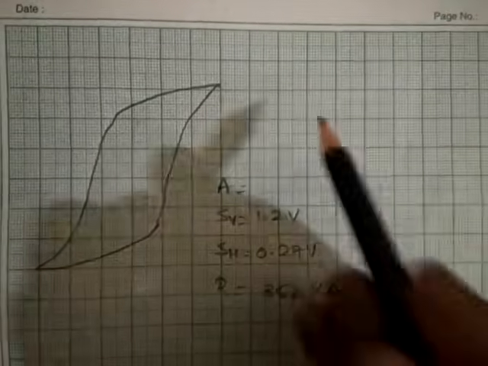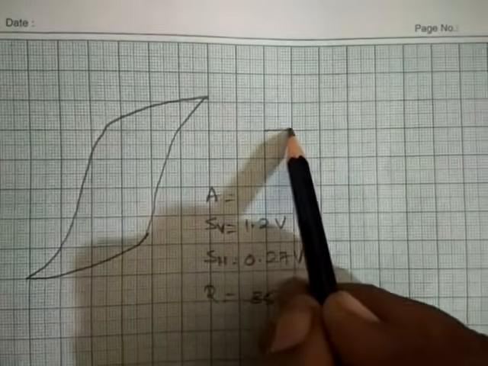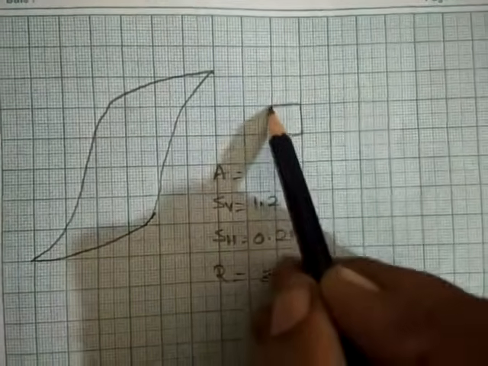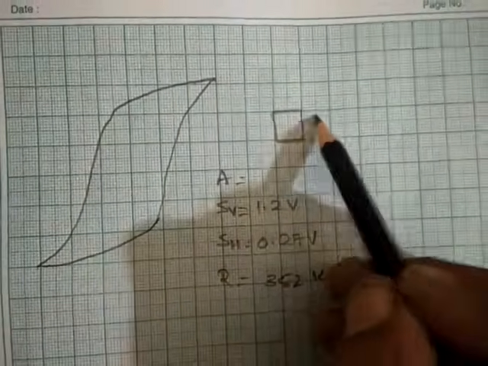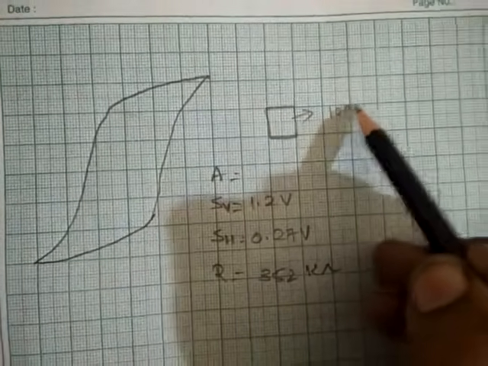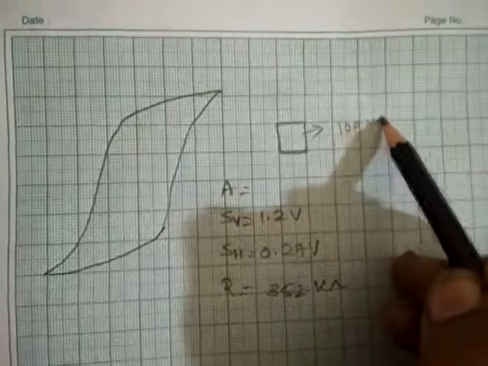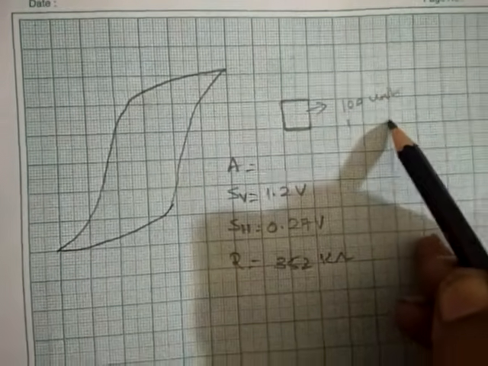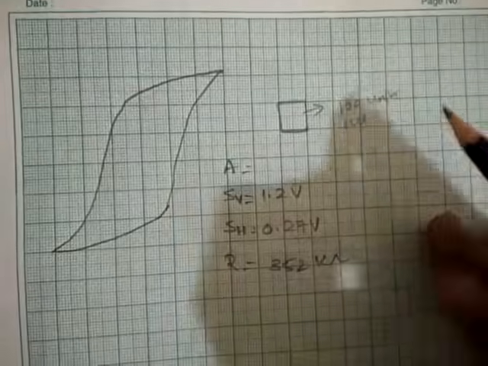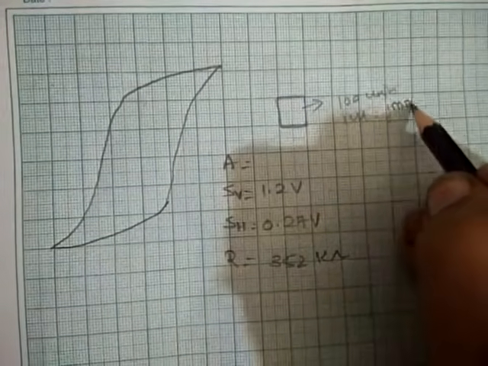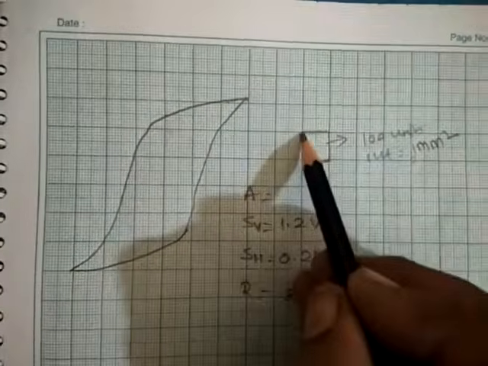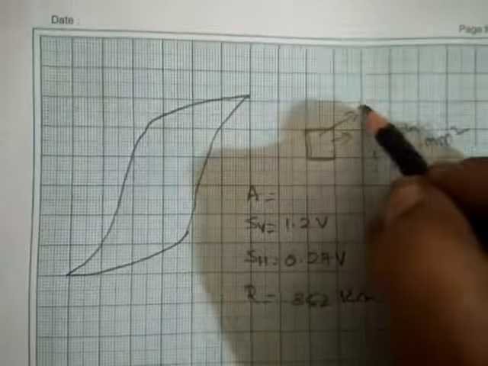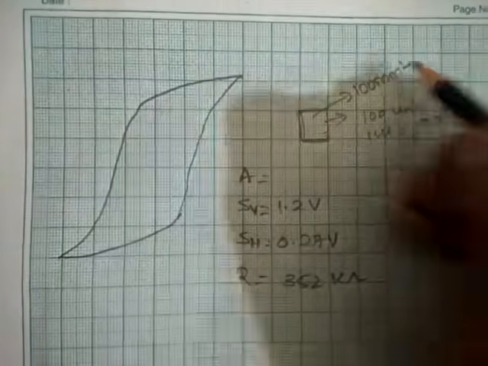To measure the area, what we will do is consider 1 unit of area. If you take a block of area, this block is constituting 100 cells, or 100 small units. The area of one small unit is equal to 1 millimeter square. So the total area of this block can be written as 100 millimeter square.